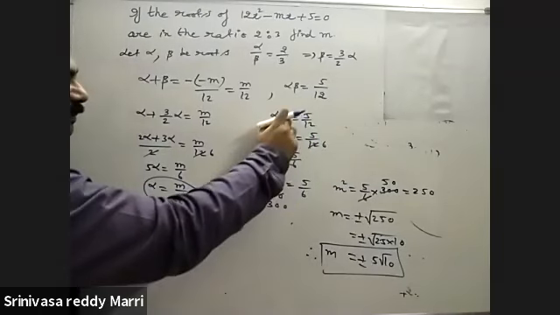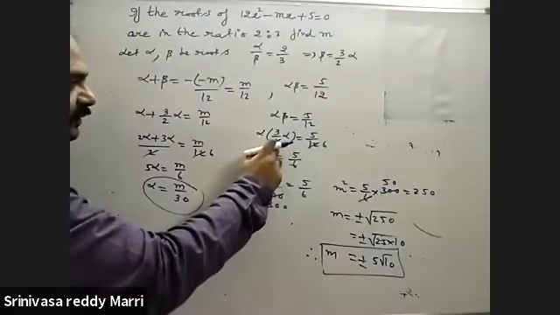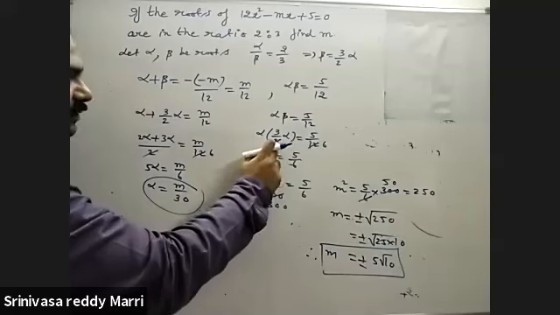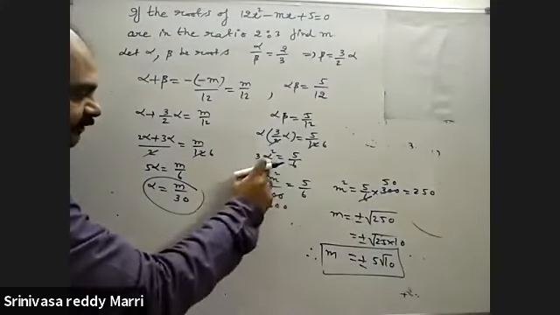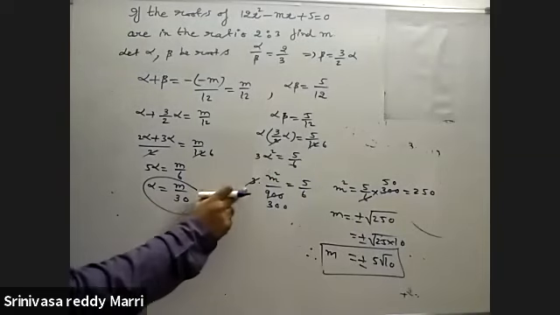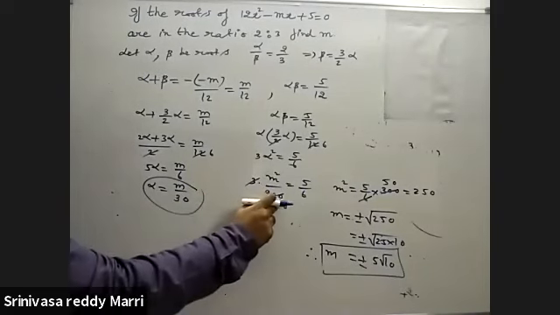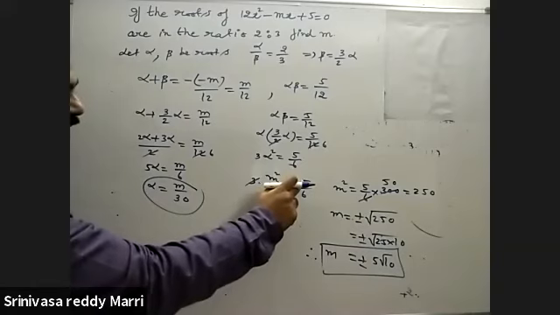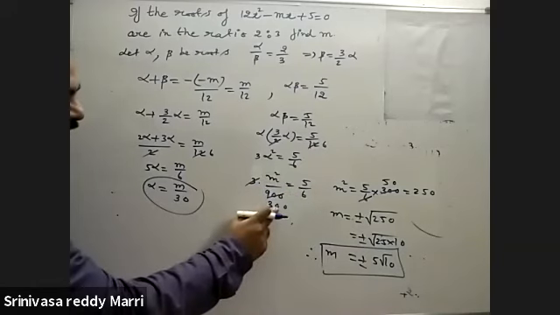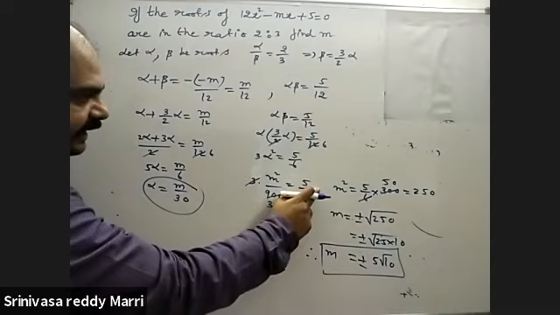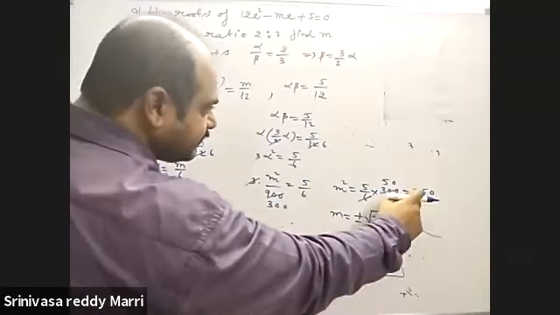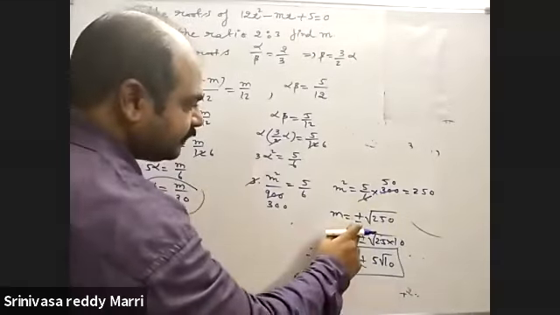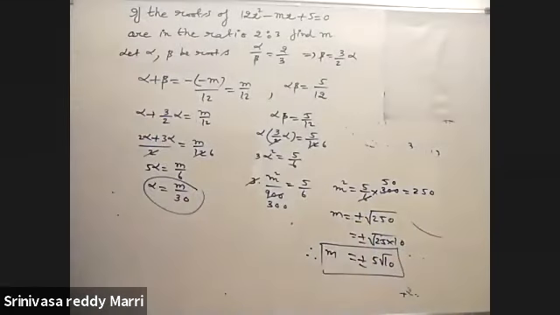Now in place of beta, you can substitute 3 by 2 into alpha. Then 2 ones are 2, 2 sixes are 12. 3 alpha square equal to 5 by 6. Alpha, you know, is m by 30. 3 into m square divided by 900 equal to 5 divided by 6. 3 ones are 3, 300s. Bring that side: 5 by 6 into 300. 6 ones are 6, 50. This is 250. m equal to plus or minus root of 250.